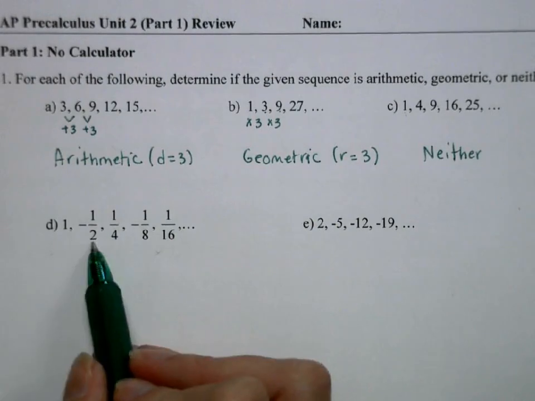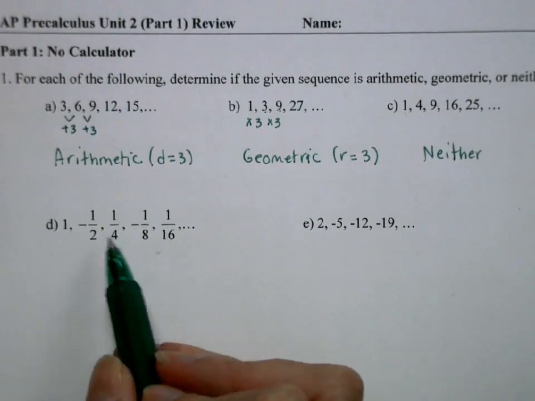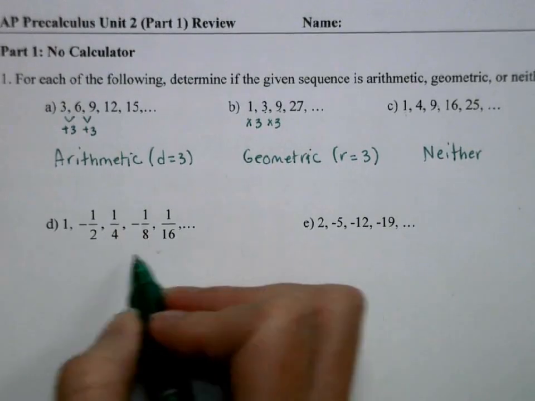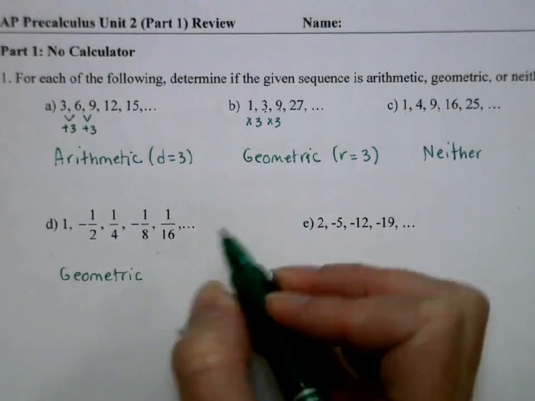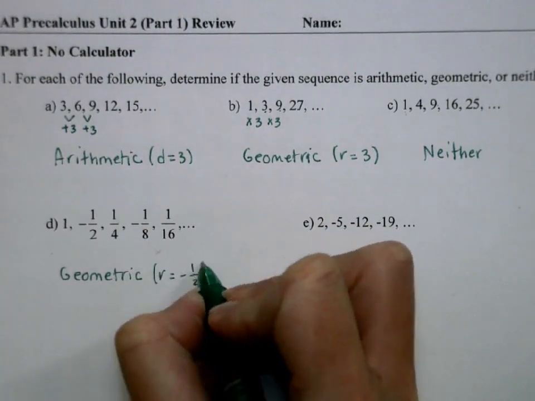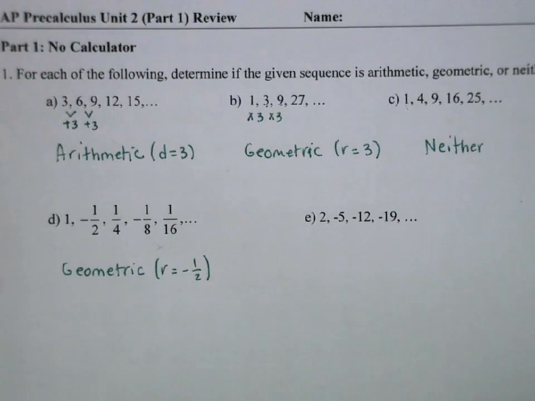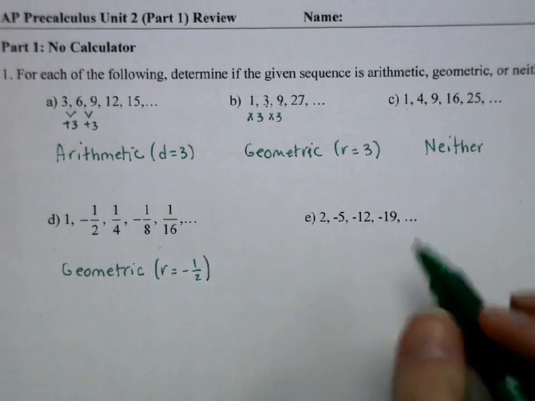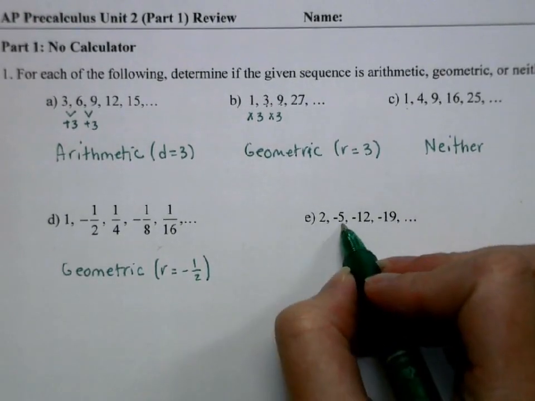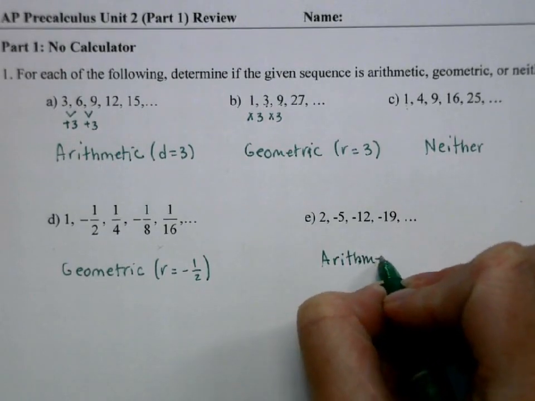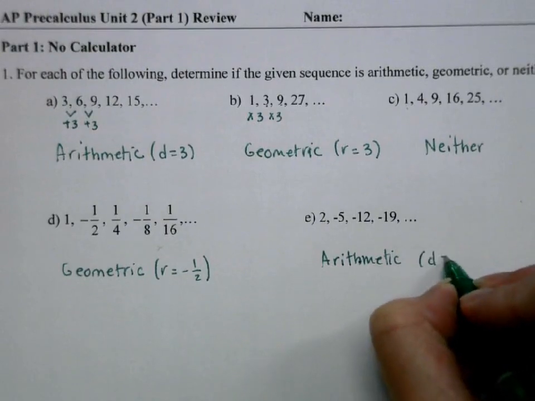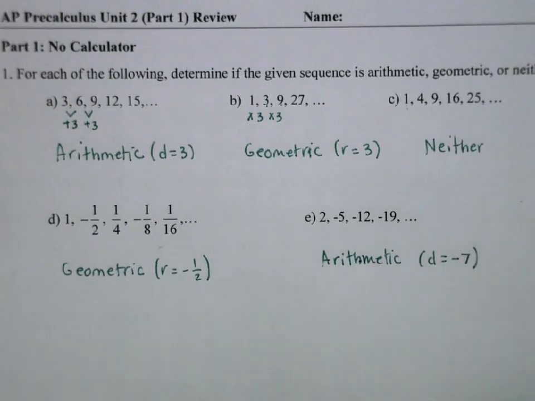Okay, here, to get from 1 to negative 1/2, we're multiplying by negative 1/2. And if I repeat that, that's our pattern of multiplying. So this is geometric. And that common ratio is a negative 1/2, which it can be. It makes the terms alternate and then get smaller, but they are still multiplying. And then here I'm subtracting 7, subtracting 7. So this is arithmetic again, where that common difference is a negative 7.